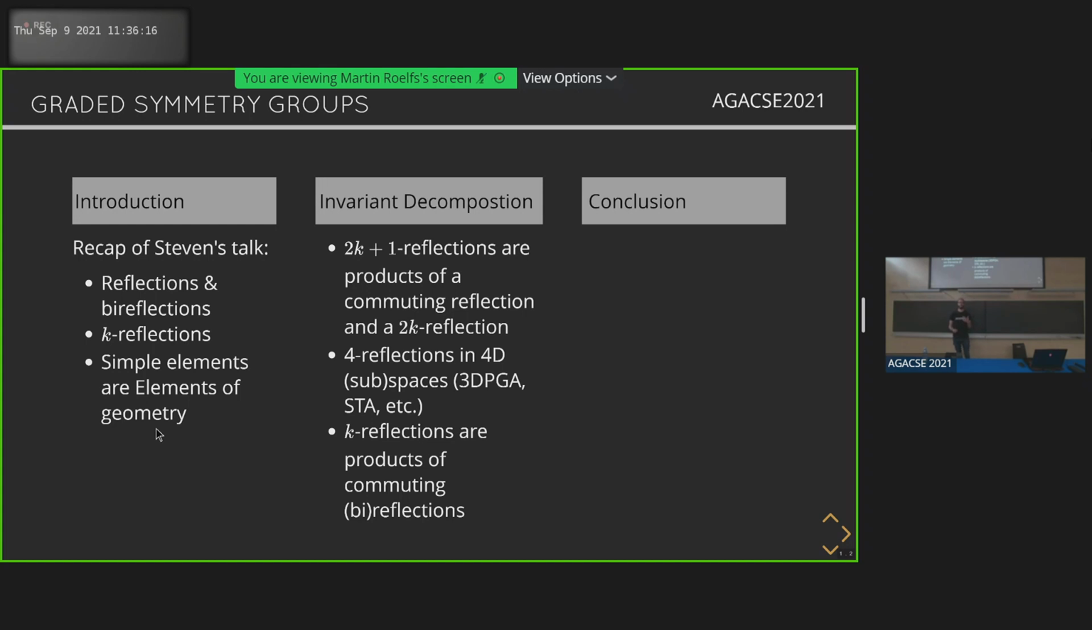And then when we really get going with the invariant decomposition, we will find that if you take a product of 2k plus 1 reflections, that is the product of a commuting reflection and a 2k reflection. And this 2k reflection, as we will show, can be decomposed again into these phi reflections. And I will spend quite a bit of time to explain this in the context of four reflections in 4D, so rotors in 4D, which has some very interesting subspaces, namely STA and 3D PGA.